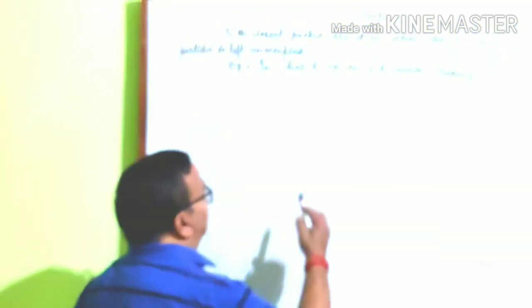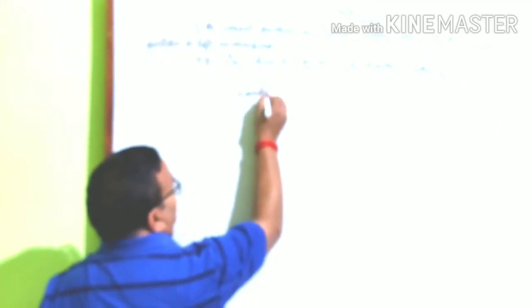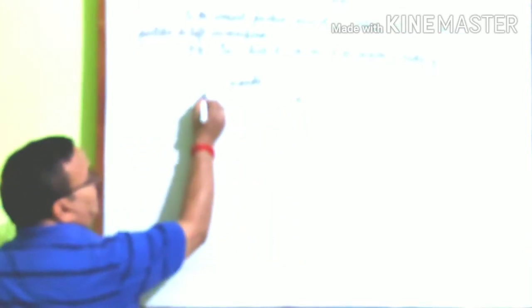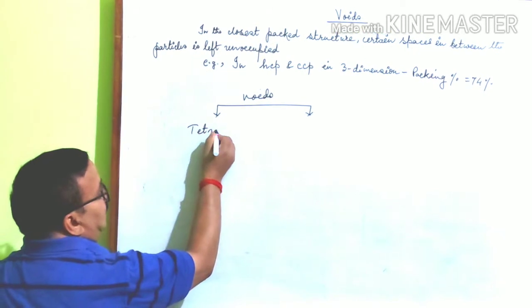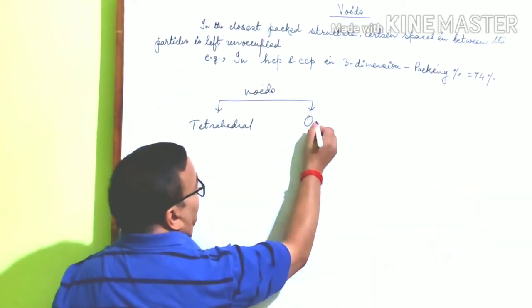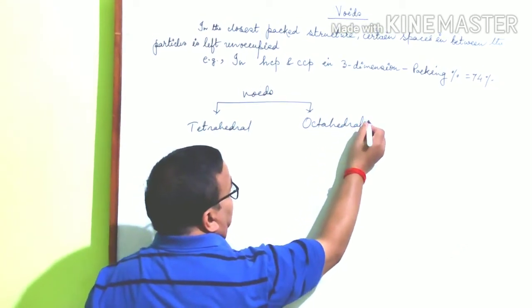Now, voids or interstices are of two types. First one is tetrahedral void, and second one is octahedral void.